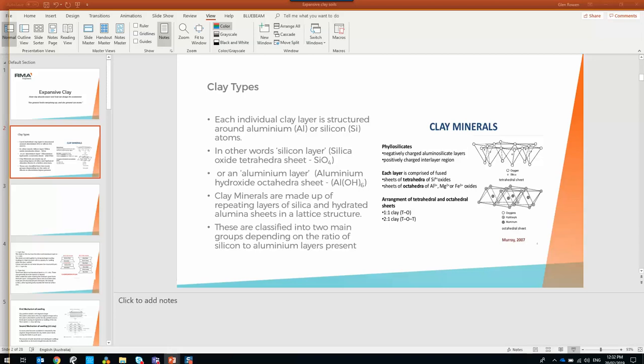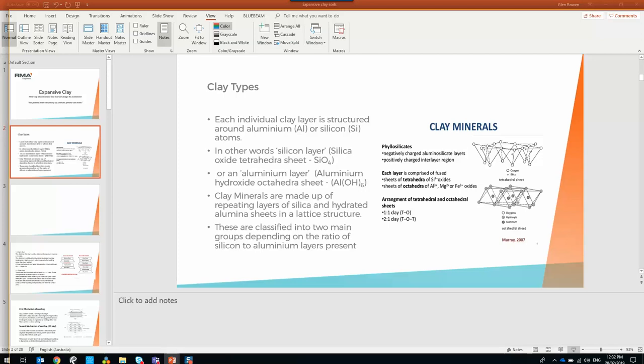Now, clay minerals are just made up of repeating layers of either silicon or hydrated alumina sheets. And there's 2 main types. You either get a 1-1 type clay, which is the guy A on the right, which has just got alumina and silica sheets, and in between the silica and alumina sheets there's a very strong hydrogen bond, and basically water will not get in between those sheets and force them apart.